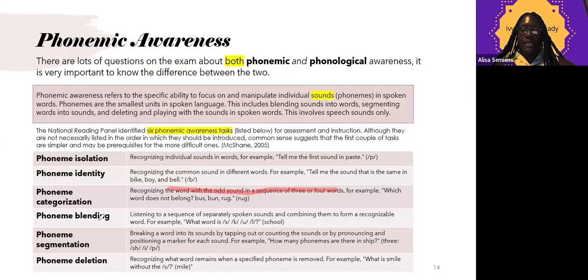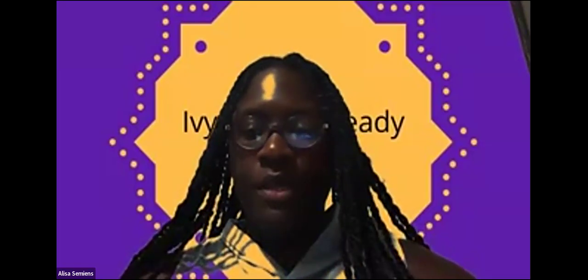Phoneme blending, you're blending the sounds together to form a recognizable word. Phoneme segmentation, you're breaking down a word. Phoneme deletion, what is smile without the s? It's mile, right? So all of it is individual sounds in words. Okay, so let's go ahead and look at our questions.